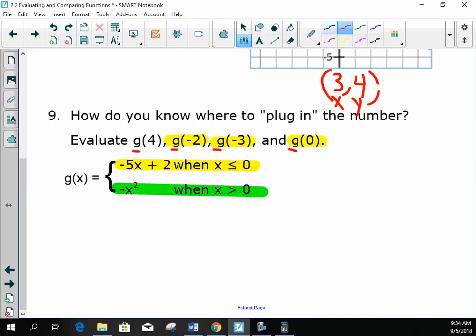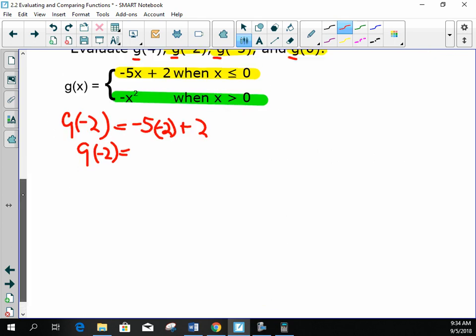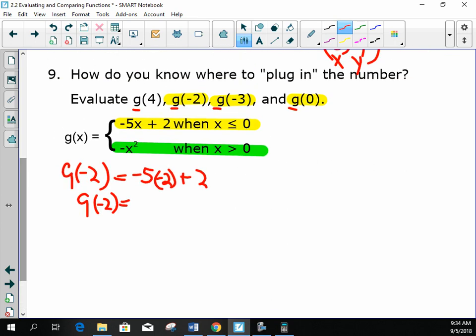So, g of -2. G of -2 gets plugged into the top one. So I have g of -2 equals -5, empty parentheses, plus 2. Put my -2 right here. That gives me 10 plus 2. So g of -2, what does g of -2 equal? Yes, thank you. G of -2 equals 12.